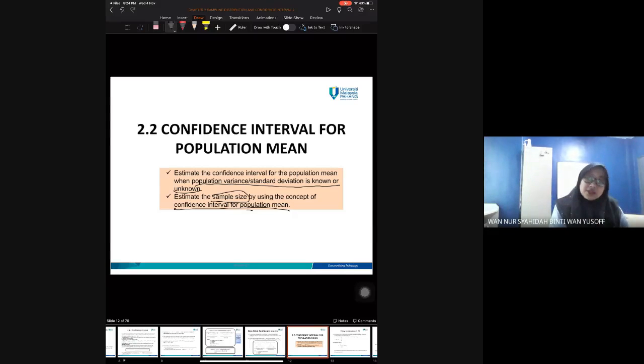That's why I said in chapter 1 that population and sample are very important when we go to chapter 2 and 3 especially. You really need to know how to distinguish whether the value given is a population value or a sample value, because it will influence which formula we need to use.